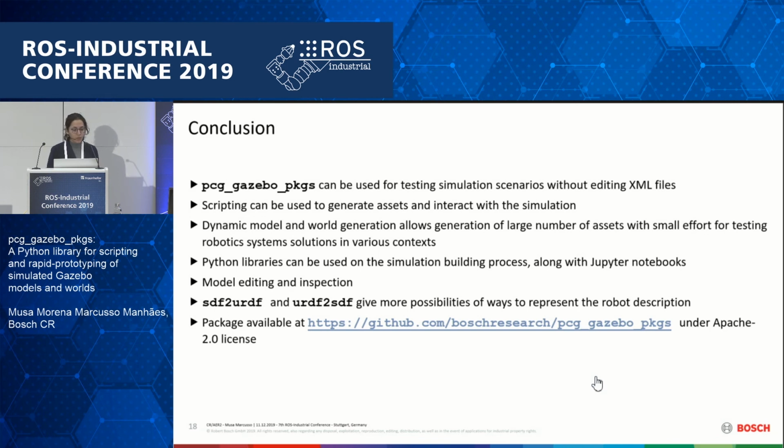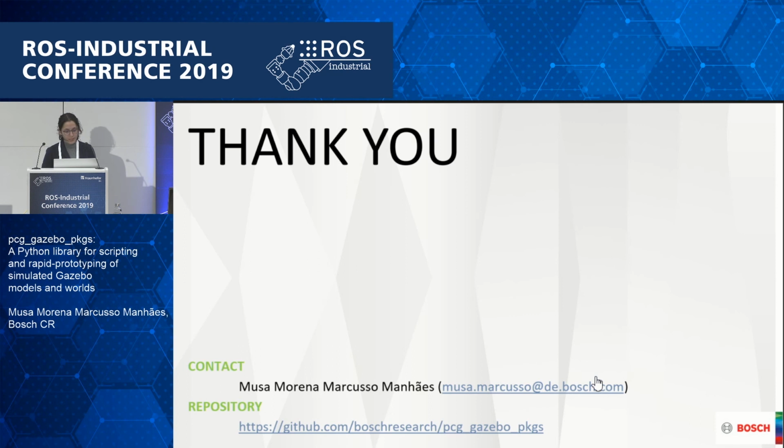You can do inspection of your models, and the conversion between SDF and URDF makes it much easier to have the power to choose if you want to concentrate on having a very reliable Gazebo model, or if you want just a simple URDF that's going to describe your kinematics. So that makes it easier. And it's available on GitHub under the Apache 2 license. And if you have any questions, I'll be happy to answer them.